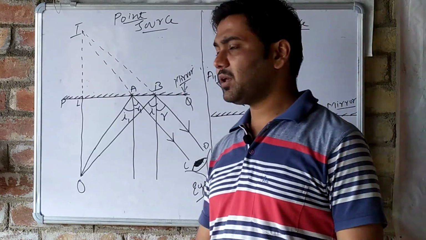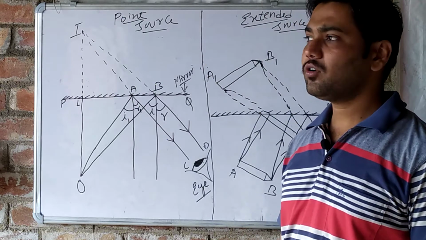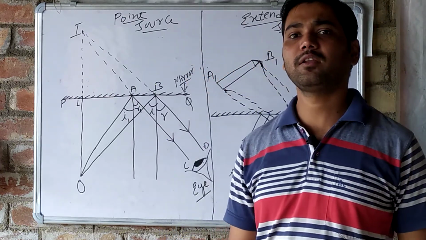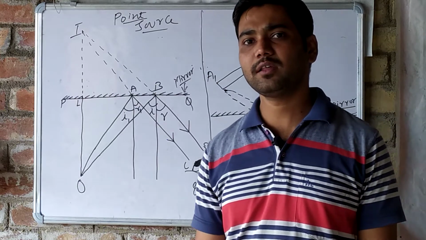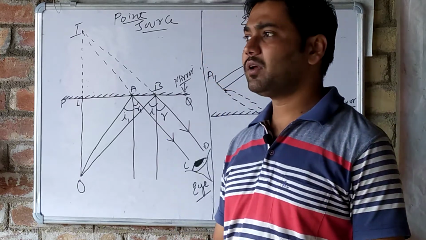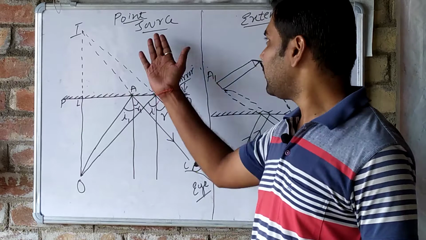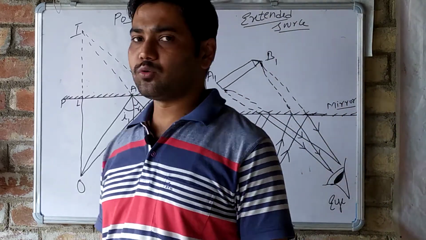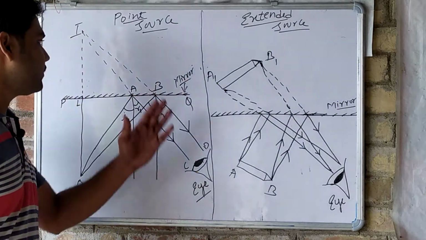After lateral inversion, see here, I have drawn two diagrams. It is given on page number 63 in your book. In our previous video we studied till lateral inversion. Now today we will begin with the point source, when the object is a point source.